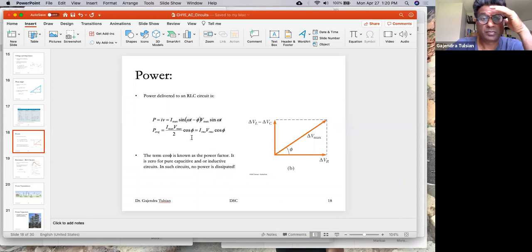Again, coming to this expression, that's the power factor. The average power delivered is I RMS times V RMS times cosine phi.